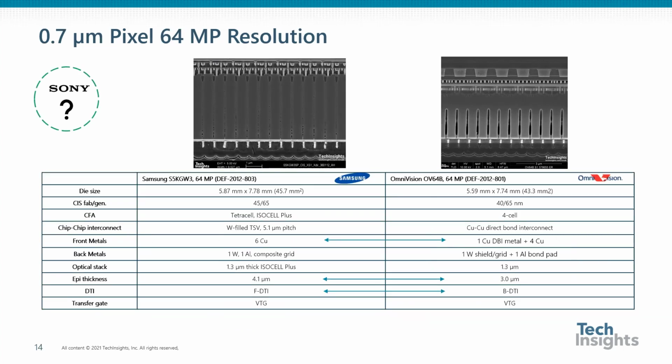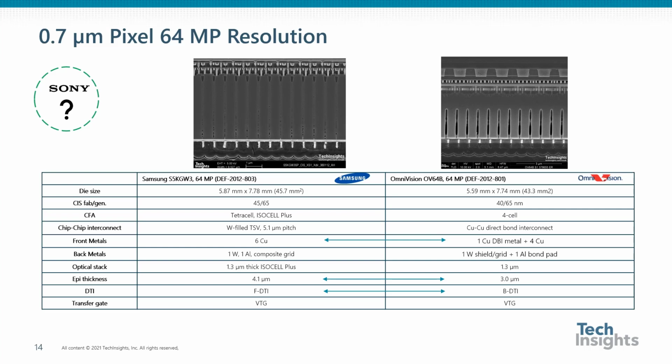The 0.7 micron pixel generations for Samsung and OmniVision are shown on this slide. On the left-hand side, we show details for Samsung's S5K GW3, while on the right-hand side, we present OmniVision's OV64B. Both sensors have a number of similar characteristics. Die size and process generations are comparable. Both use their respective 2x2 color filter array technologies, tetracell for Samsung and 4-cell for OmniVision, and therefore they both have a 1.4 micron CFA pitch.